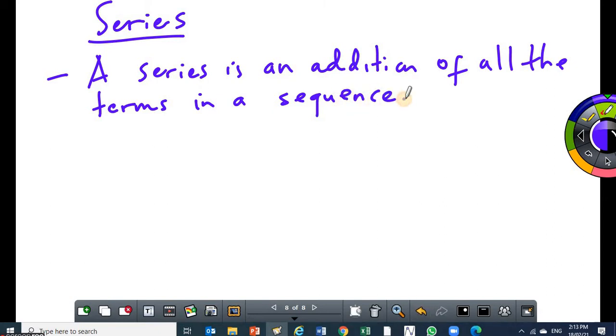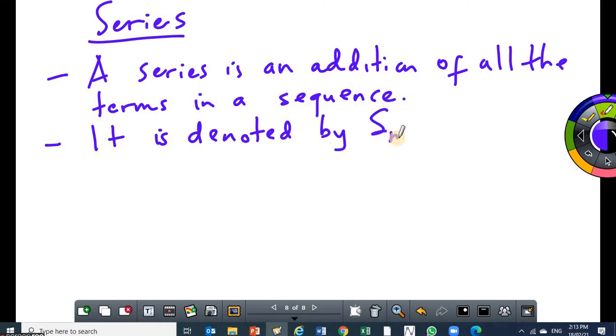Okay? Now, a series has got its own notation, right? It is denoted by a capital letter S with a subscript n.